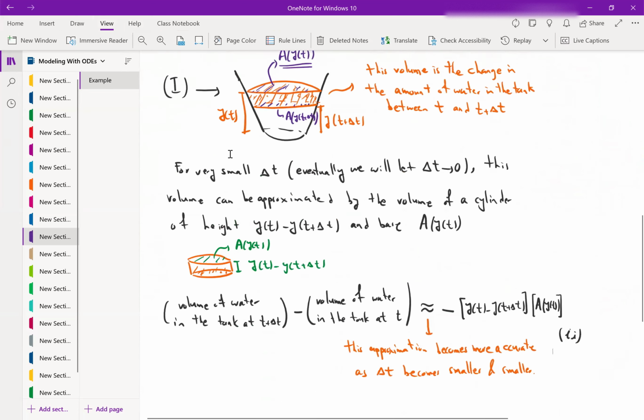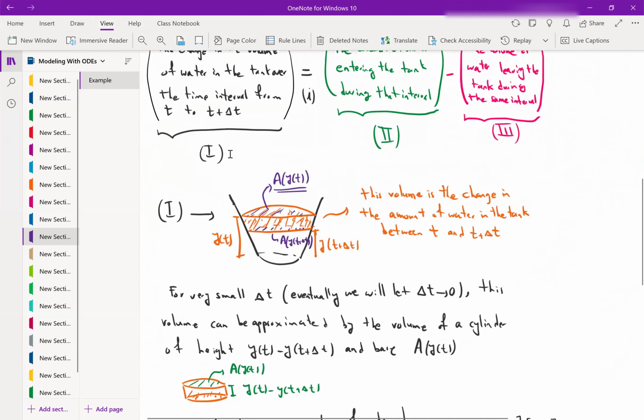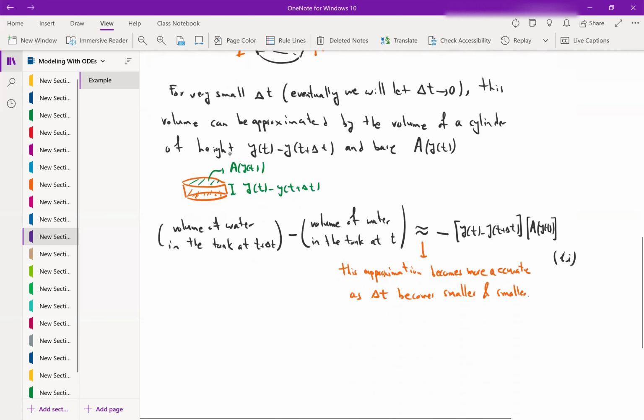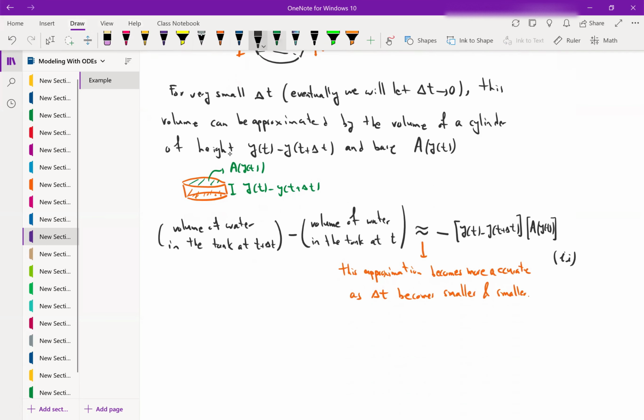All right, excellent. Now I'm going to focus on the second, the green quantity in our formula, the amount of water entering the tank during the interval. And this one is the easiest: 0. So quantity number 2, I know that it is 0. According to the statement of the problem, there's no water entering the tank. So this one is easy.